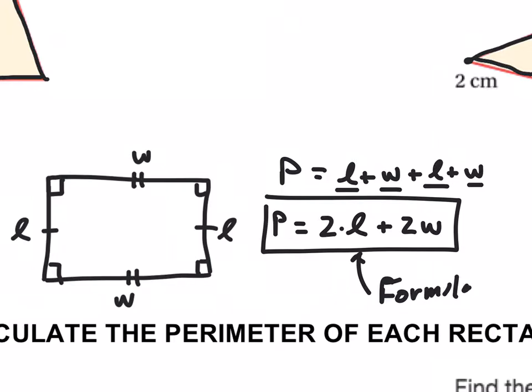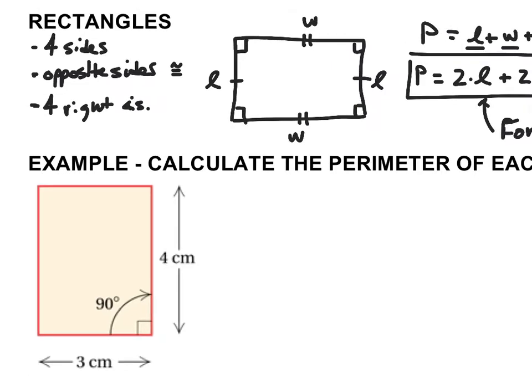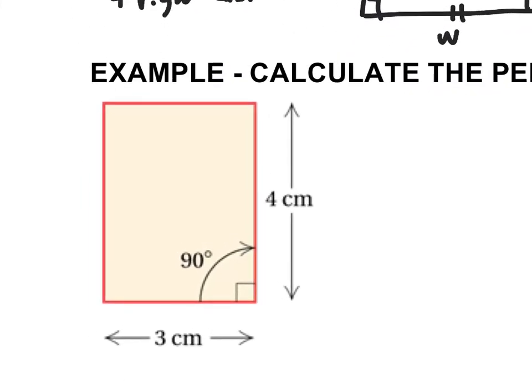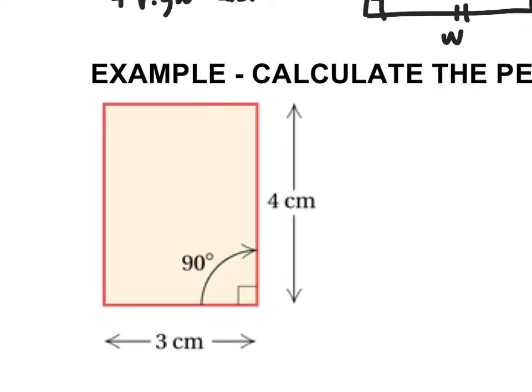And we're going to use that on the next few examples. Now you can still just add up all the sides of this, but we can just go from there. It doesn't matter which one you call your length or your width because of the way this formula works. But what I have is this rectangle here, and I want to talk about what congruent means.